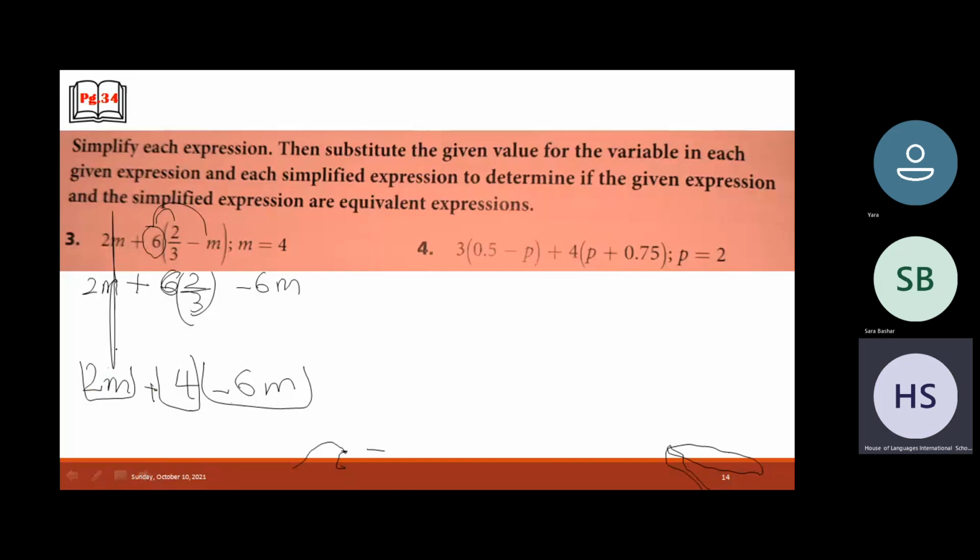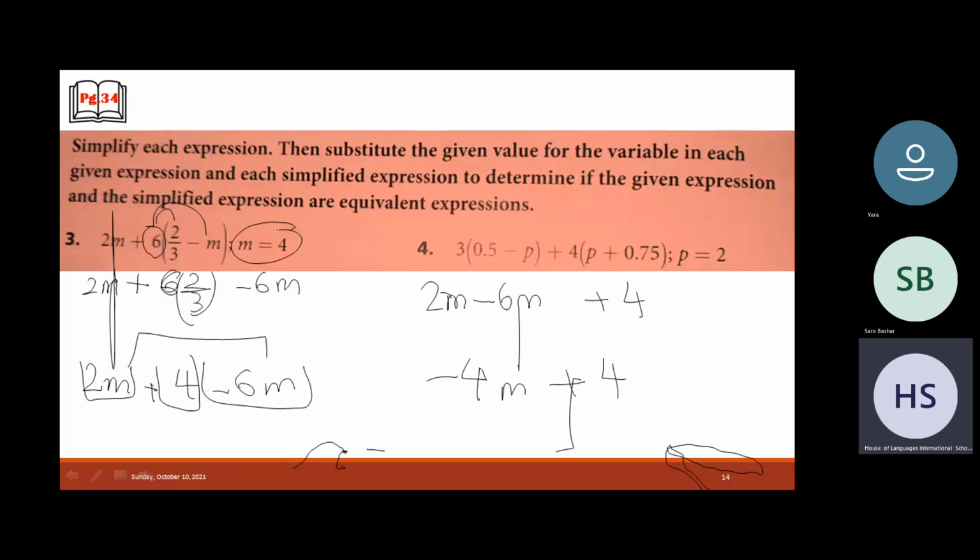So if I want to combine them now, I will say 2m minus 6m plus 4. Now 2m minus 6m, negative 4. 2 minus 6, it's not 6 minus 2, small minus big. So negative 4m plus 4. This is now I simplify the expression. Now the next step, what I have to do now, I have to replace m with 4.